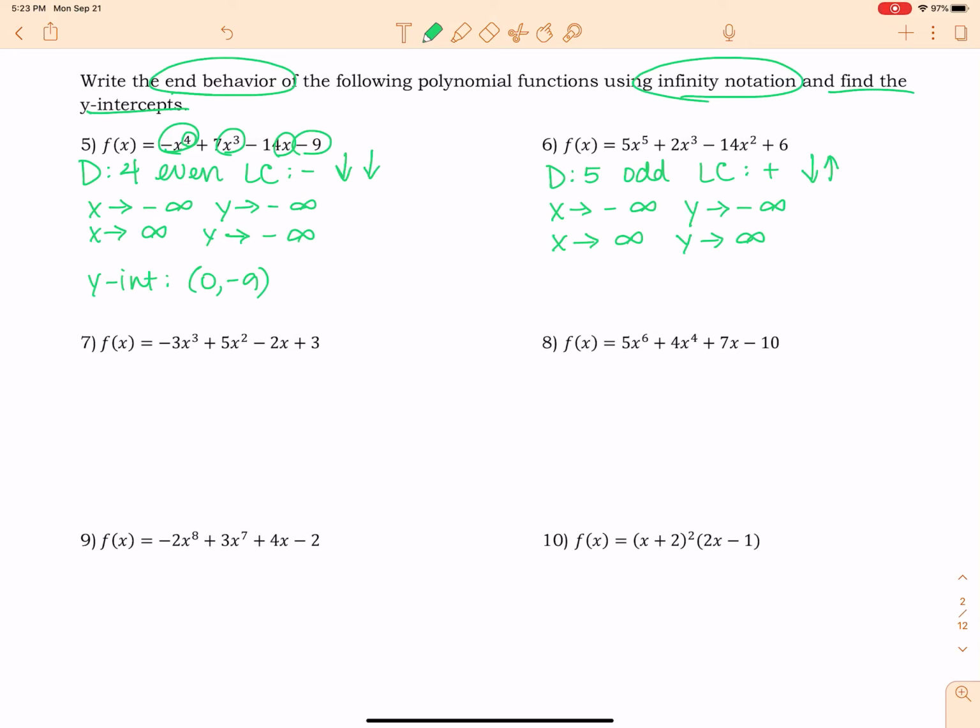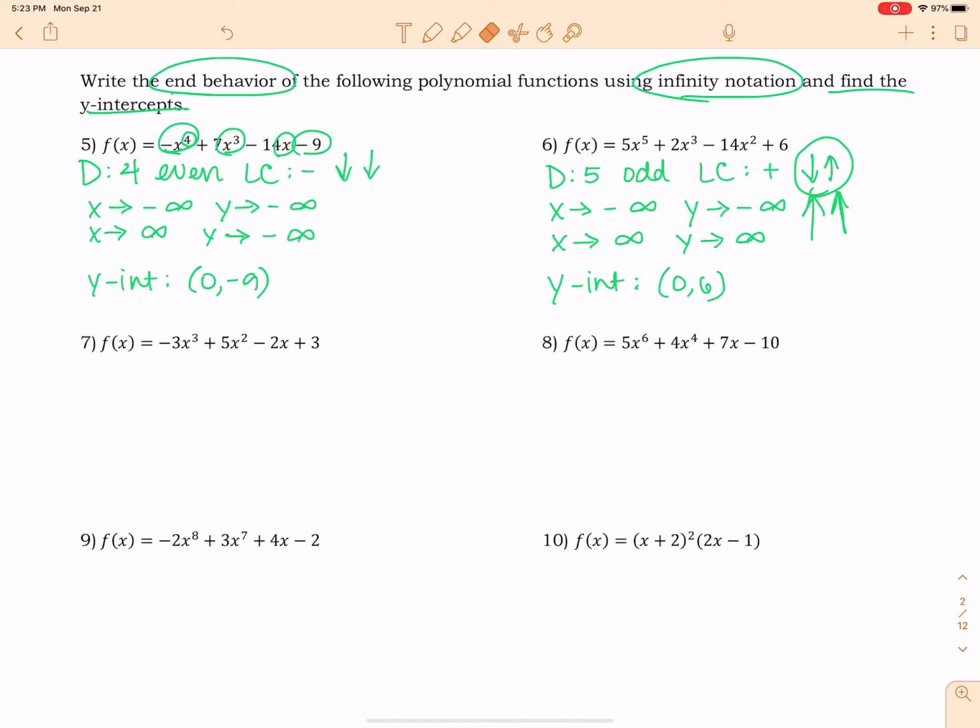Do I need to think about the graph every time? No, I just need to refer to my up-down arrows, because the one on the left is always going to be x approaching negative infinity, and the one on the right is always x approaching positive infinity. All right, so my y-intercept for this one, 0, 6. Excellent. Okay, the next one.